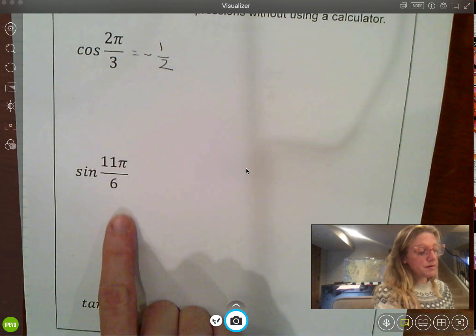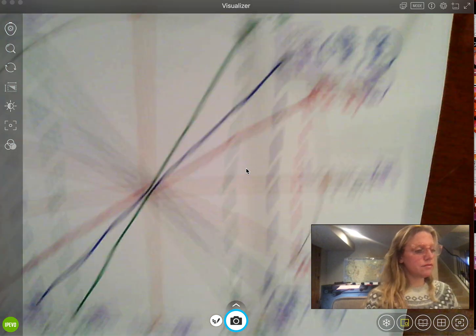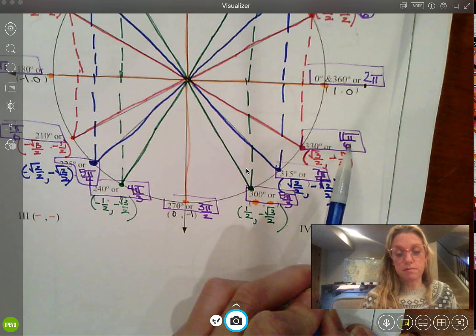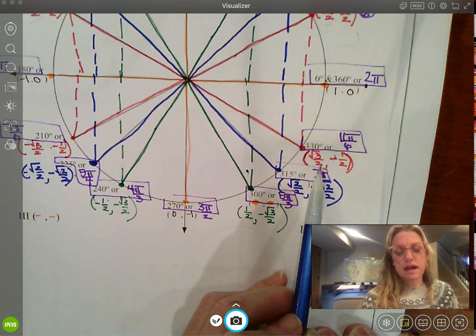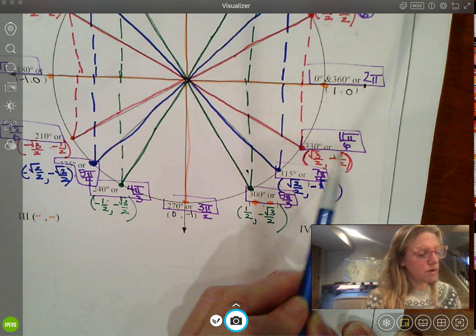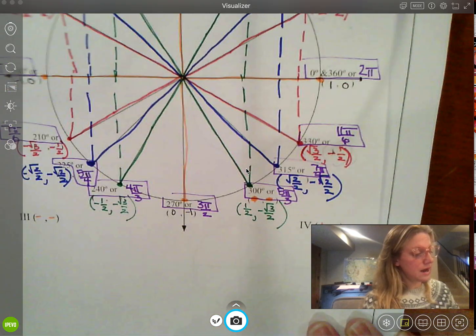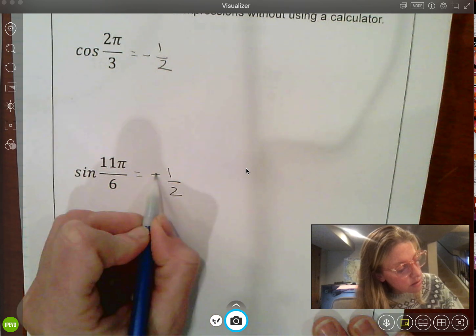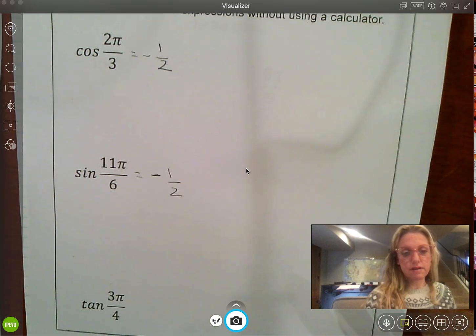All right, how about the sine of 11 pi over 6? 11 pi over 6, that's way over here in quadrant 4. It's almost at 2 pi. The sine would be the y value, so I've got a negative 1/2. Makes sense to me. In quadrant 4, the y value is negative, the sine value is negative.